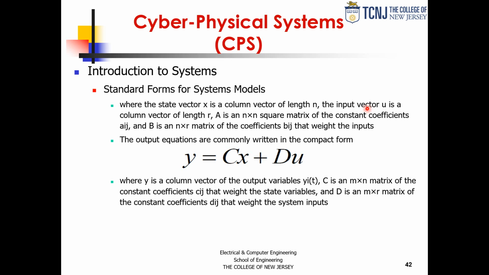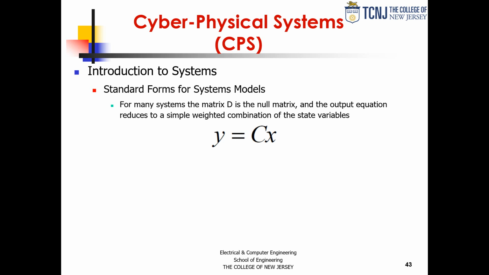So if you remember logic design, we said that D is 0 because we said the output only depends on the state, to simplify the design of state machines. That is also the case for some of the complex systems anyways.